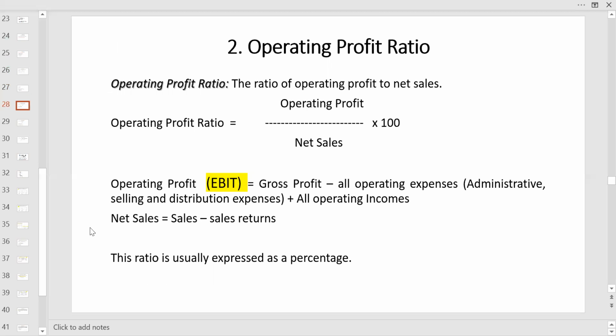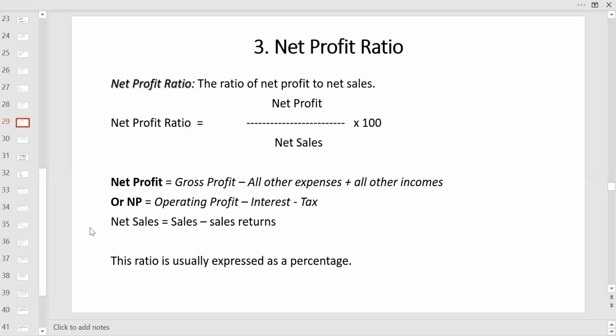Similarly, how to calculate operating profit? Same formula is there. Operating profit divided by net sales, you will get the answer. And the point is, how will operating profit be calculated? From the gross profit you calculated, minus all operating expenses, add all operating incomes, you will get operating profit, which is also known as EBIT. Done. Same case, net profit divided by net sales into 100, you will get the net profit ratio.